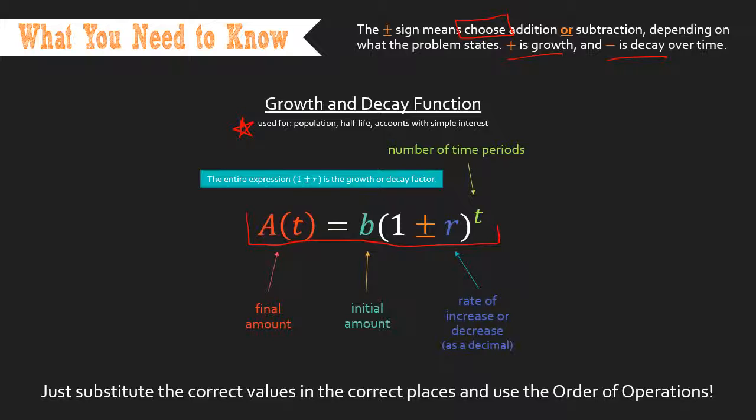The entire expression, 1 plus or minus r, is the growth or decay factor. The A sub t, or A of t, your function part over here, is the final amount that's going to give you your answer. Your B is your initial amount. I say that's where we begin. B stands for begin. R is for the rate of increase or decrease, but remember we have to use a decimal here. And T is for the number of time periods. The problem is just going to give us all the information, and we simply substitute the correct values in, and then we use order of operations to solve.